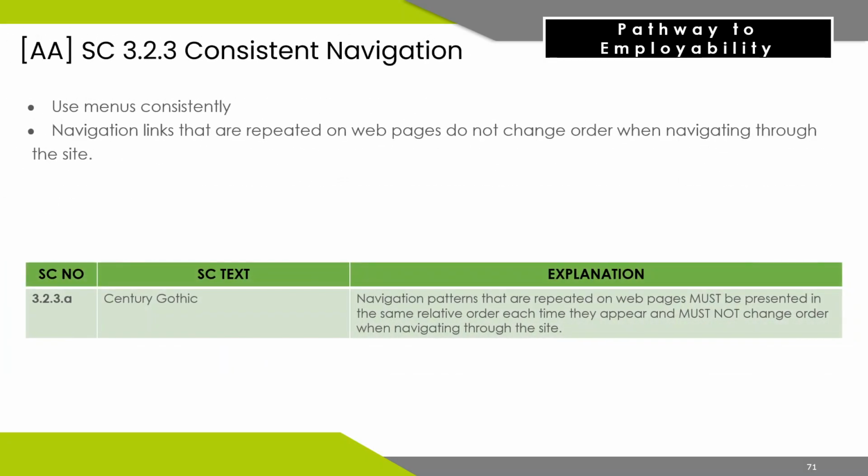The requirements for success criterion 3.2.3 consistent navigation are: 3.2.3.A Consistent navigation patterns. Navigation patterns that are repeated on web pages must be presented in the same relative order each time they appear and must not change order when navigating through the site.